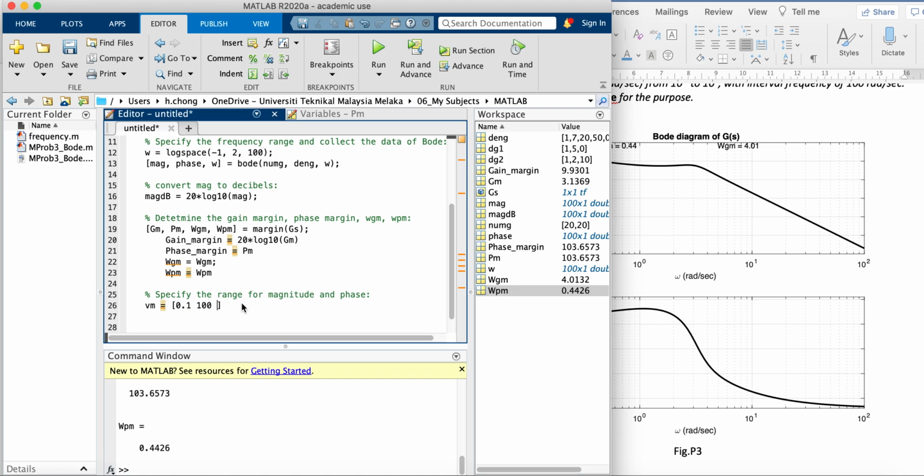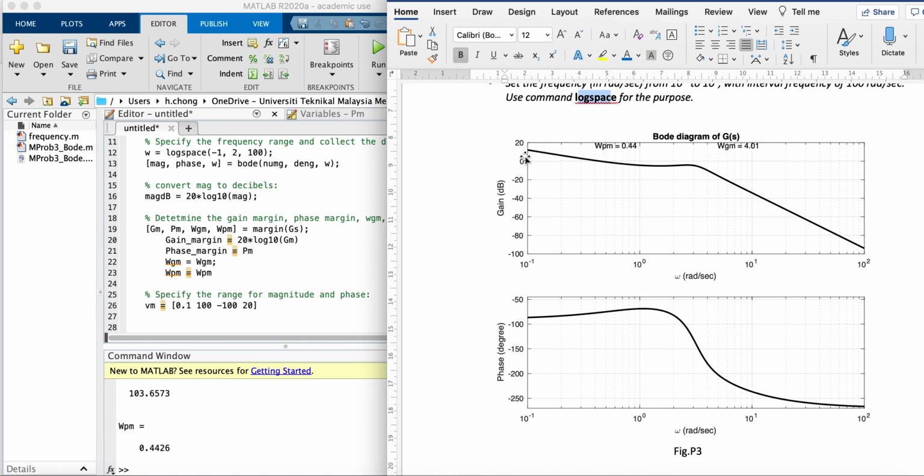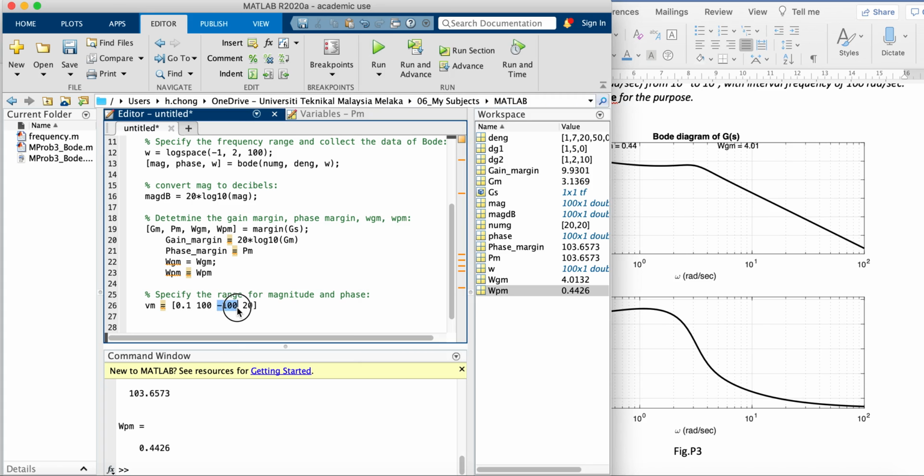So when we go to the magnitude y-axis, our range is negative 100 to 20. Even though from the graph you see that the top is 20 and the bottom is negative 100, so you used to write 20 to negative 100, you should not write it that way. Remember, start with the minimum and then go to the maximum on your y-axis. Then go to the phase diagram.